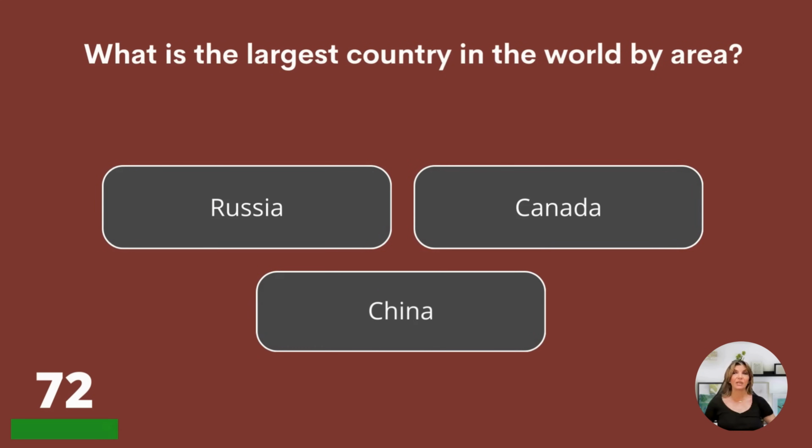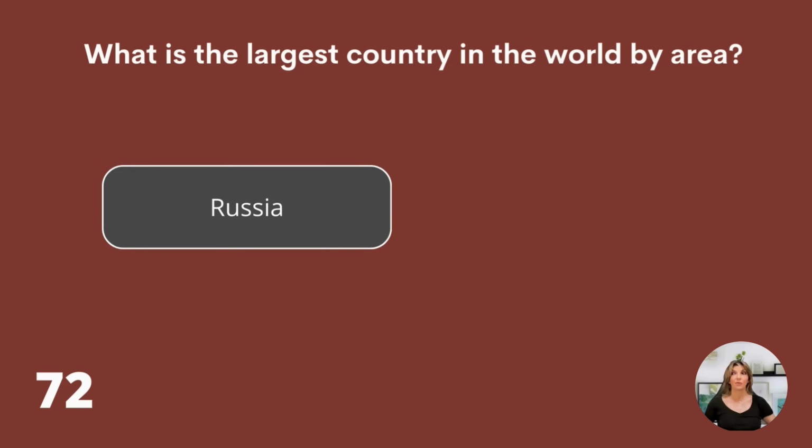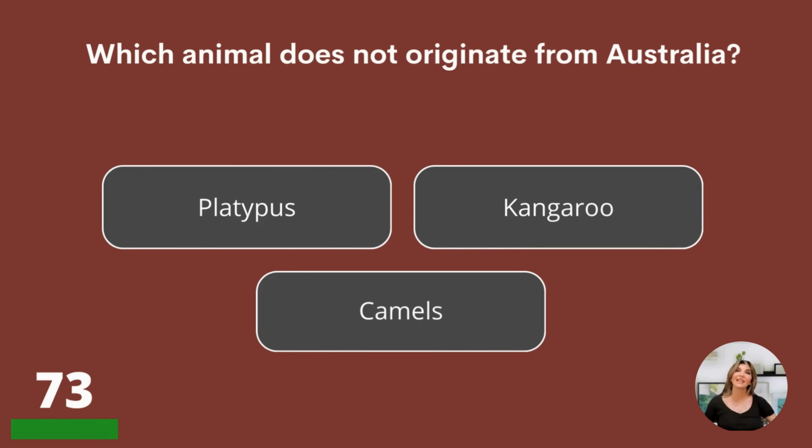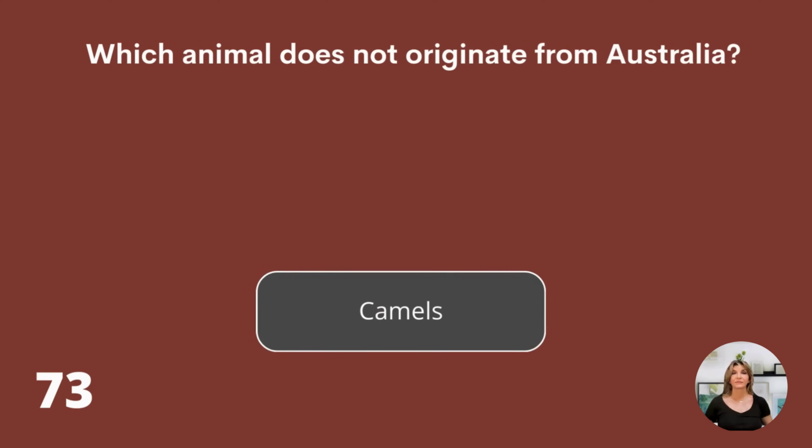What is the largest country in the world by area? Russia, Canada, or China? Russia. Which animal does not originate from Australia? The platypus, kangaroo, or camels? Camels.